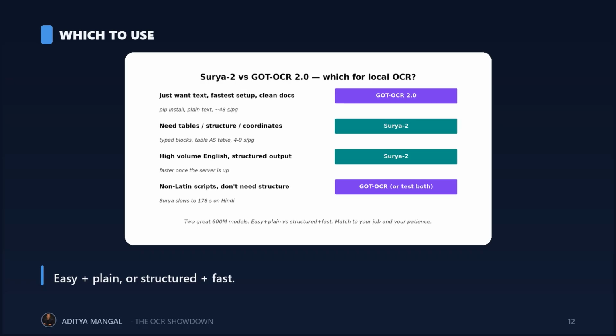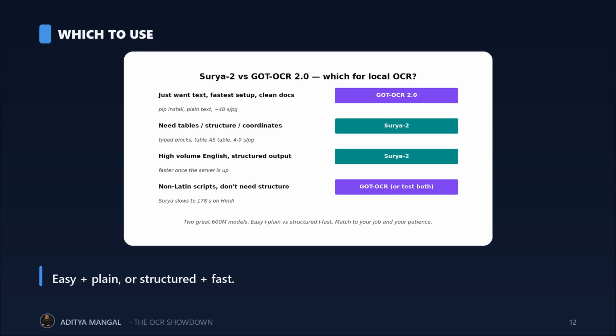If your next step is a system that needs to know which cell is a total and which block is a header, an extraction pipeline, a validation step, Surya-2's typed blocks save you from reinventing that structure yourself. Neither is better in the abstract. They're built for different jobs.